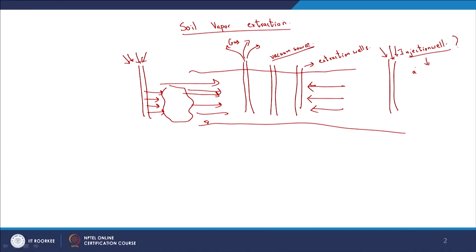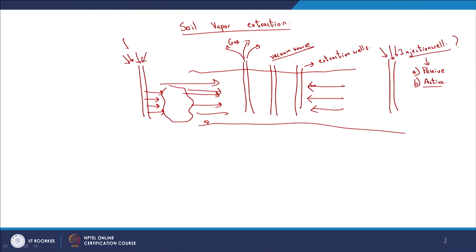With respect to the injection wells, there are two cases, as you can logically deduce: they are either passive or active. Passive and active are self-explanatory. Let us talk about active first. In the active case, I am going to pump air in. Passive, let us say, is open to the atmosphere, and depending on the design it is going to be able to draw air in. So, again, active and passive here.